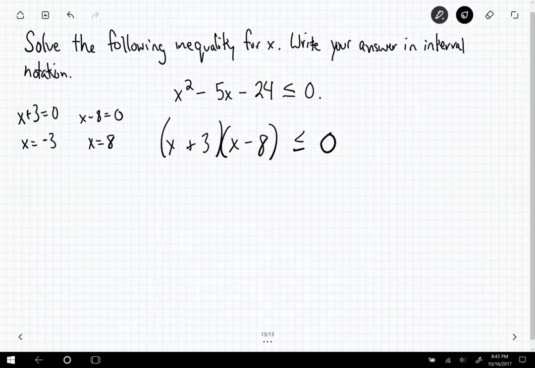So if we were to create a number line, we know that those two values allow this whole equation to be equal to 0. And that's a possibility here. So we have negative 3 and positive 8. And since equality is allowed, we want to close those circles. Okay?